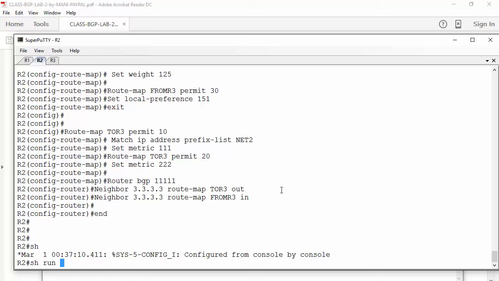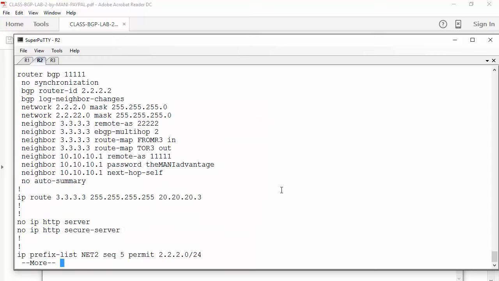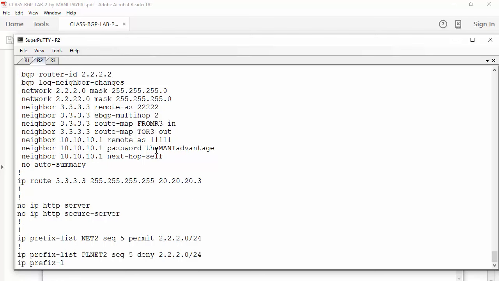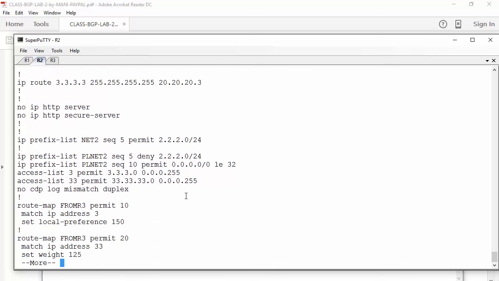So let's type the command show run begin router BGP. Take a moment, pause it, analyze. So router 2 command wise, router 3 has a route map called from R3 in and to R3 out, and we have defined 3 network. One is prefix list called net. I have already net2, and also I have a PL net2, but I'm using this one only. That's from the previous lab.